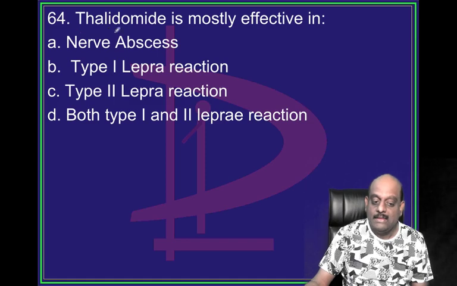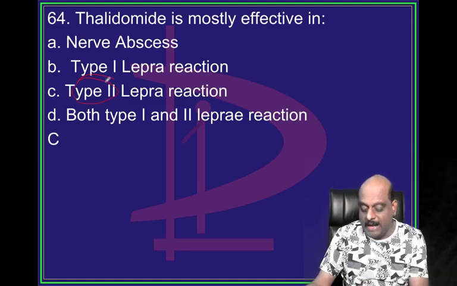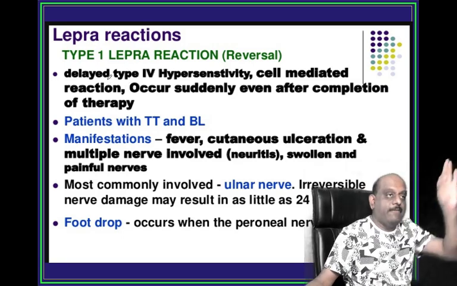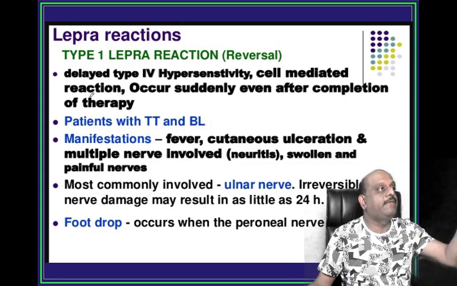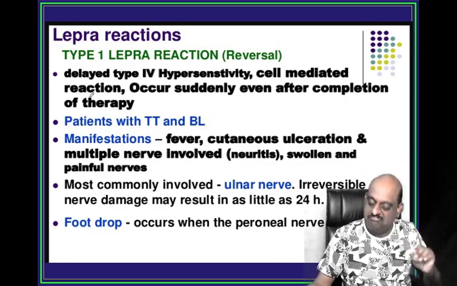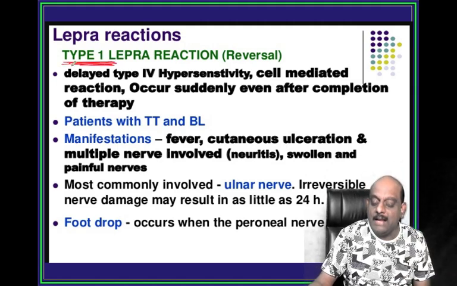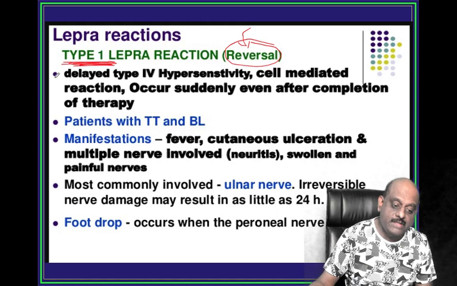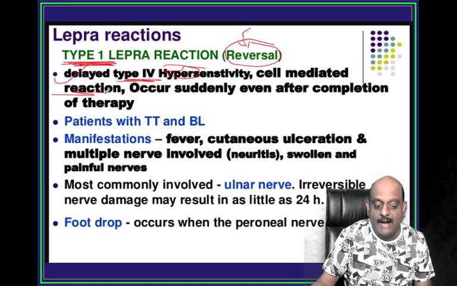Now, doctor, thalidomide, where is it effective? It is effective in type 2 lepra reaction. Now, type 1 lepra and type 2 lepra, the differences between the two and the differences in treatment, you have to be 100% sure. Type 1 lepra reaction is called reversal reaction. Reversal reaction is a delayed type 4 hypersensitivity, cell mediated reaction.